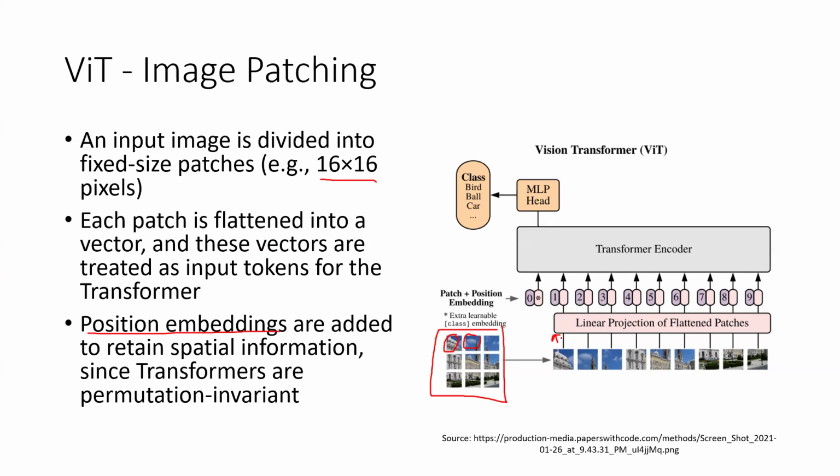So this spatial information is converted into a single vector, and this is added with the positional embedding to maintain the spatial information, like this one. This flattened vector is added with the positional encoding, and then it is given to the transformer encoder, and then it can be used for the classification task.